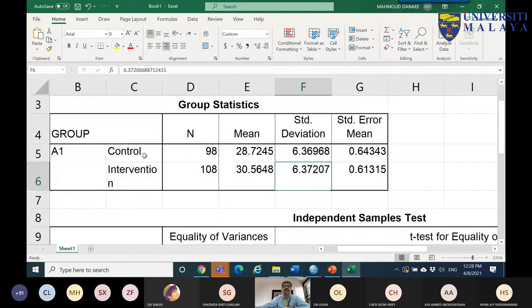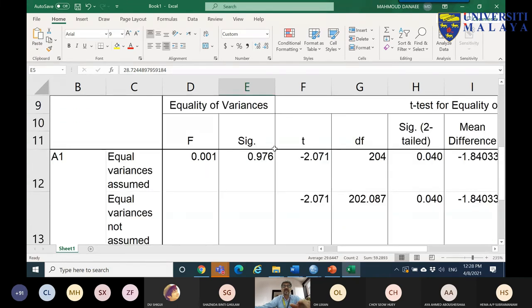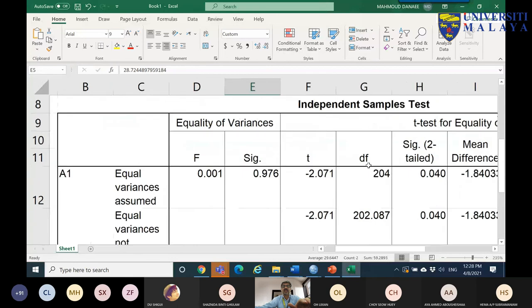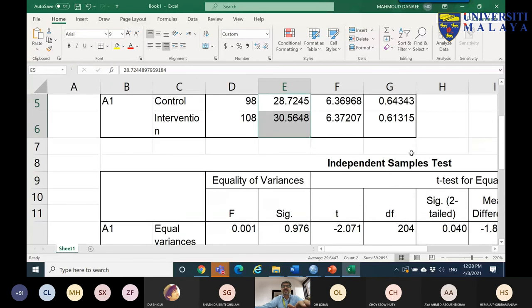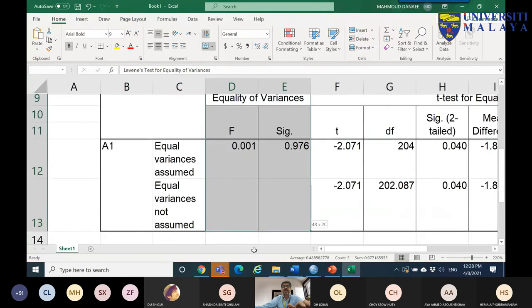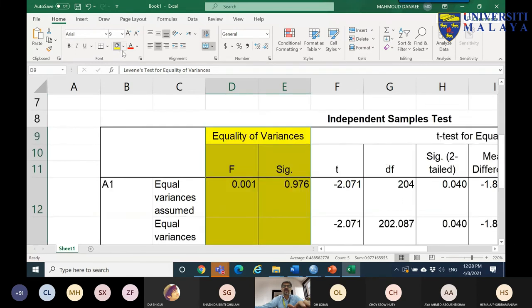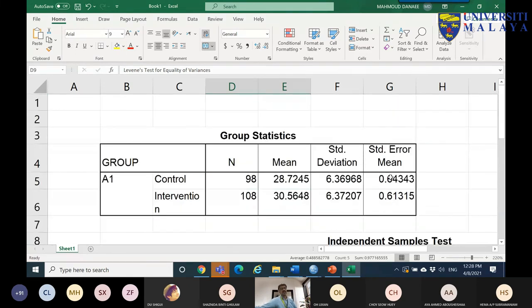So this is descriptive statistics. How much is the average age in control? 28.7. How much is the average age in the intervention group? 30. Are they different? Yes. But are these differences statistically different or not? So remember, the t-test has two parts. The first part is one of the assumptions. T-test has two assumptions. One assumption was normality of data. The second assumption is the homogeneity of variance.